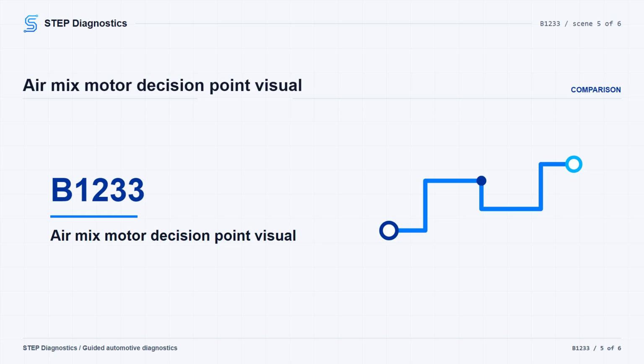If the air mix control motor checks OK, the path calls for replacing the climate control unit. If the air mix control motor does not check OK, the path calls for replacing the air mix control motor.